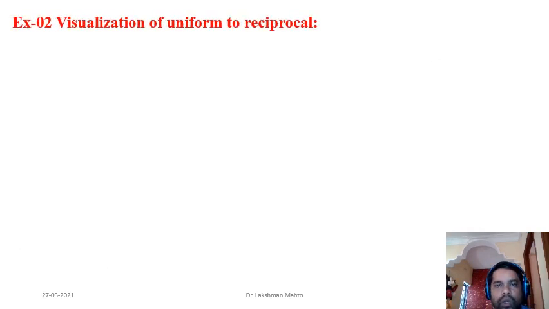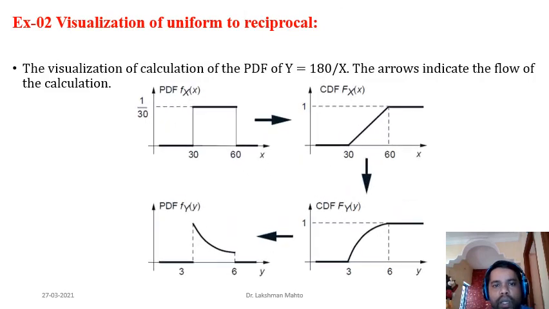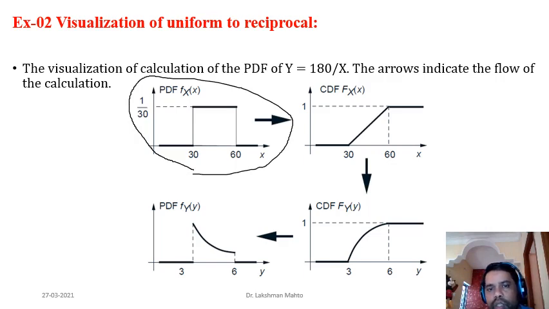Now how can you visualize all these approaches? You can see it here. The distribution of speed was given. It was uniform in nature between 30 and 60, so the height is 1 by 30. After using this PDF, you got this CDF. Between 30 and 60 it is linear in nature. If you integrate a constant function, you get a linear function. That's why the CDF is a linear function.